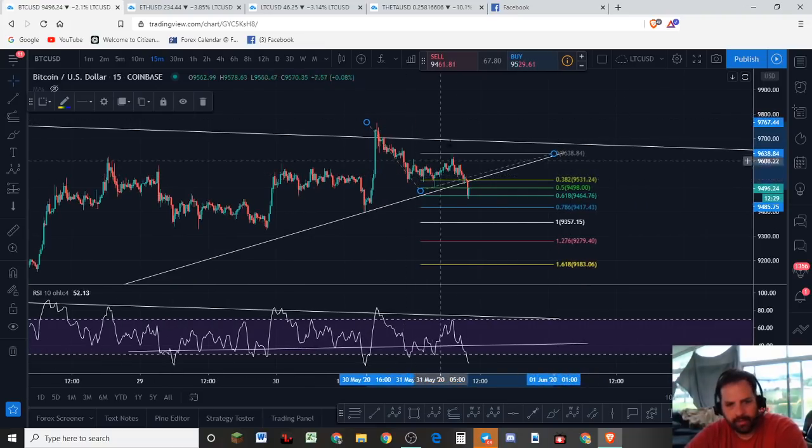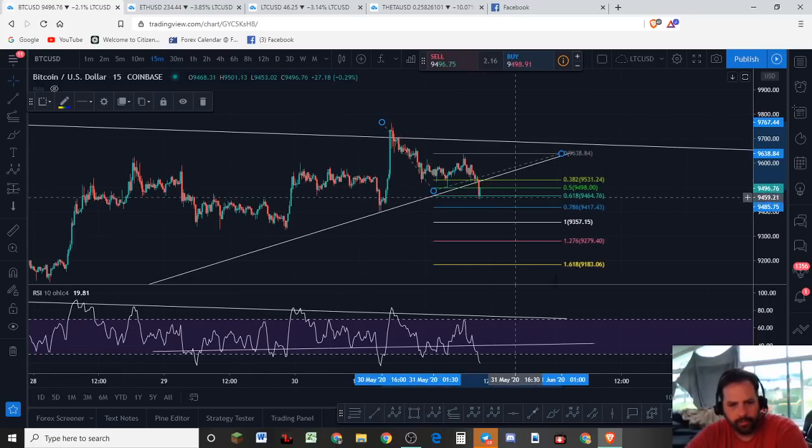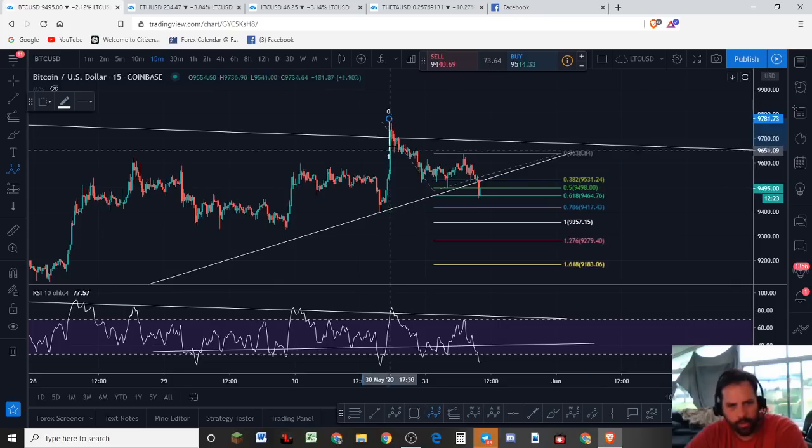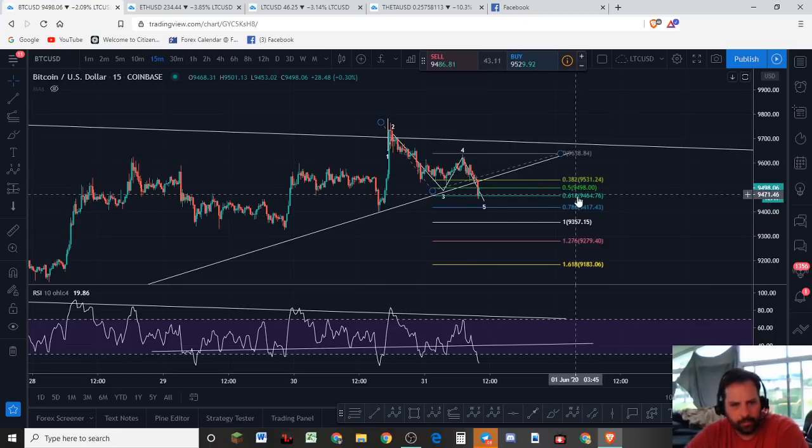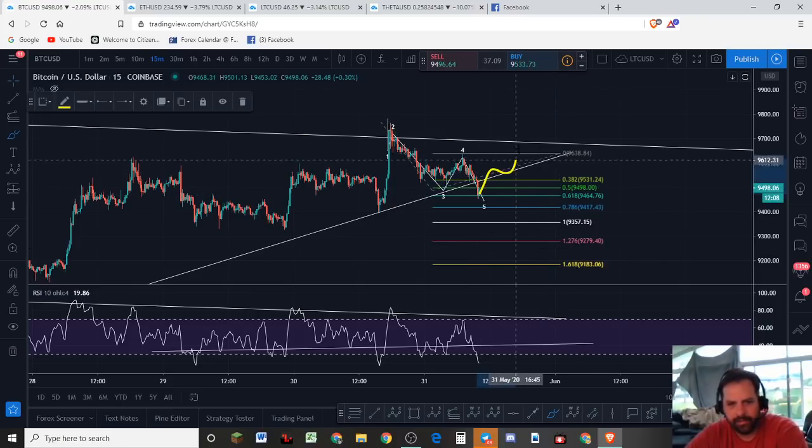Now, right now, this is looking like a five-wave move. If that's the case here, we got one, two, three, four, five, like that. It came to the 1.618 of that extension. It really kind of appears to have the shape of a five-wave right now. So watch out for a three-wave pullback here, like this, okay?